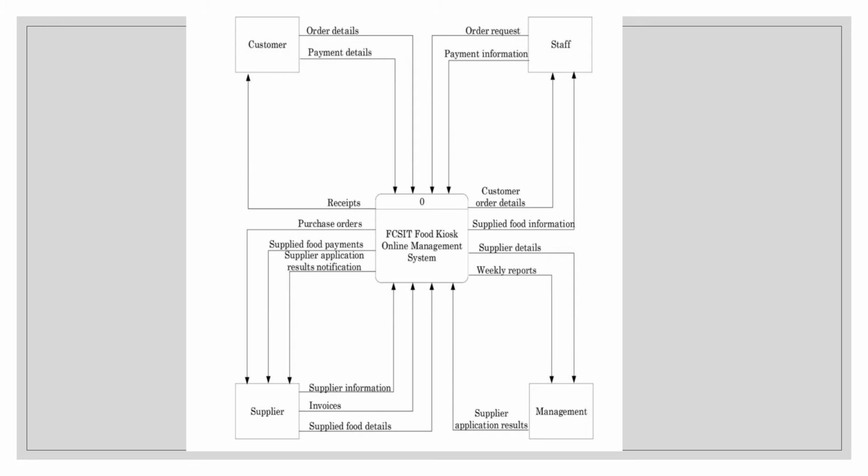Staff enter the order request and payment information. Staff receive the customer order details and supply the food information. Supplier enters supplier information, invoices, and supplies the food details, while supplier receives purchase orders, supply food payments, and supplier application results notification. Management enters supplier application results and manages supplier details and weekly reports.